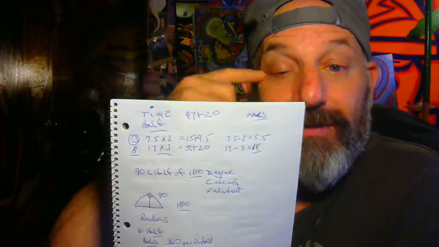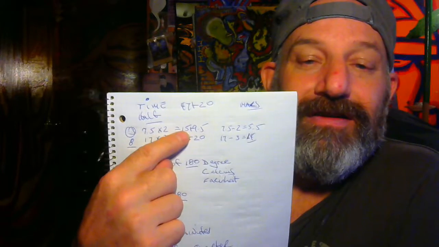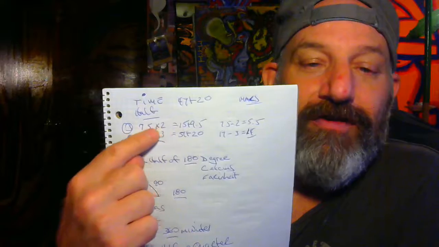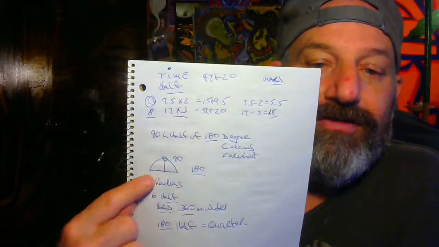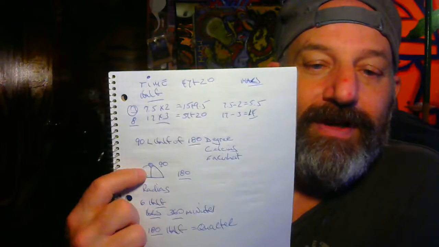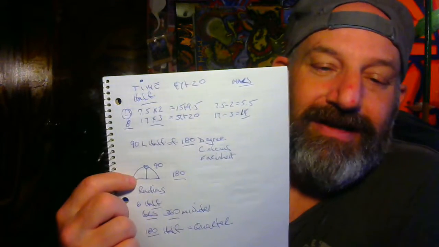75. 2 times 75 is 15. 15 minutes. 2 times this is 50. 4 times this is 30 minutes. 30 minutes. Half of time. 360 minutes. Half a time.